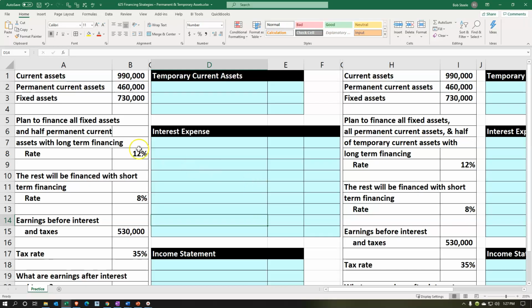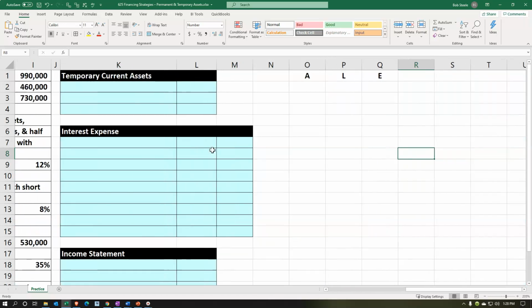Here we are in Excel. We have our information on the left-hand side. We're going to put that into the blue area into our worksheet on the right-hand side. We're going to be considering our financing options of the assets, remembering our accounting equation, which is assets equal liabilities plus equity. So whatever assets we have to be financing them with liabilities or equity.